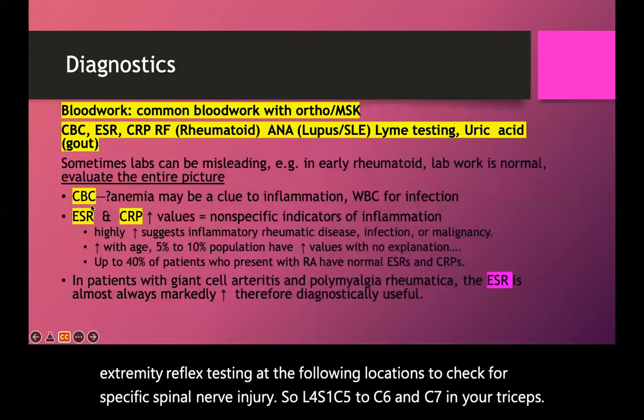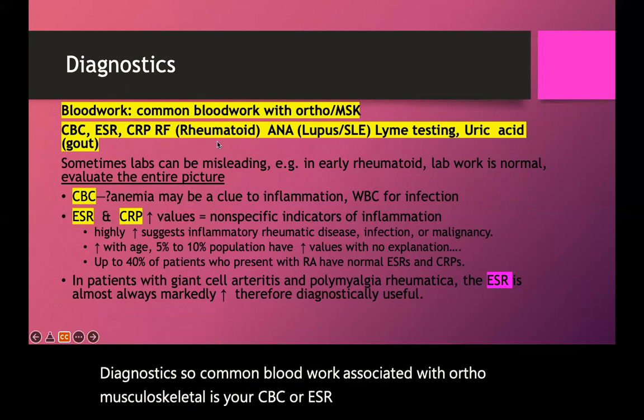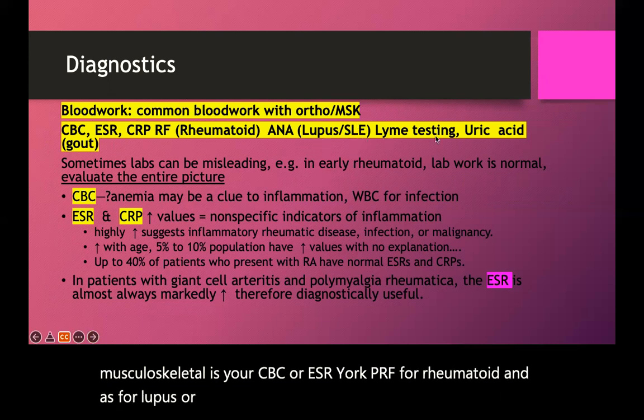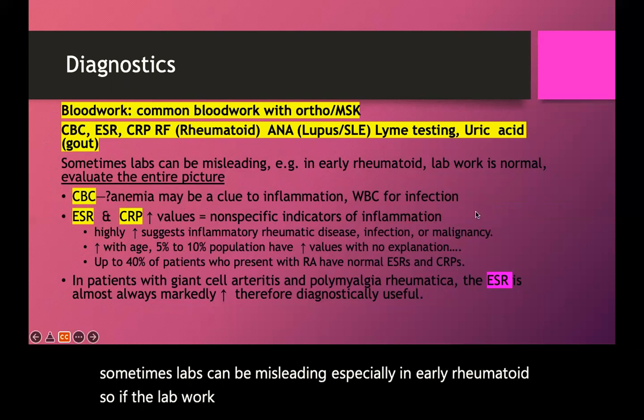Okay, diagnostics. So common blood work associated with musculoskeletal disorders is your CBC, your ESR, your CRP, RF for rheumatoid, ANA for lupus or systemic lupus, Lyme testing, uric acid, and gout. All right, sometimes labs can be misleading, especially in early rheumatoid. So if the lab work is normal, evaluate the entire picture.